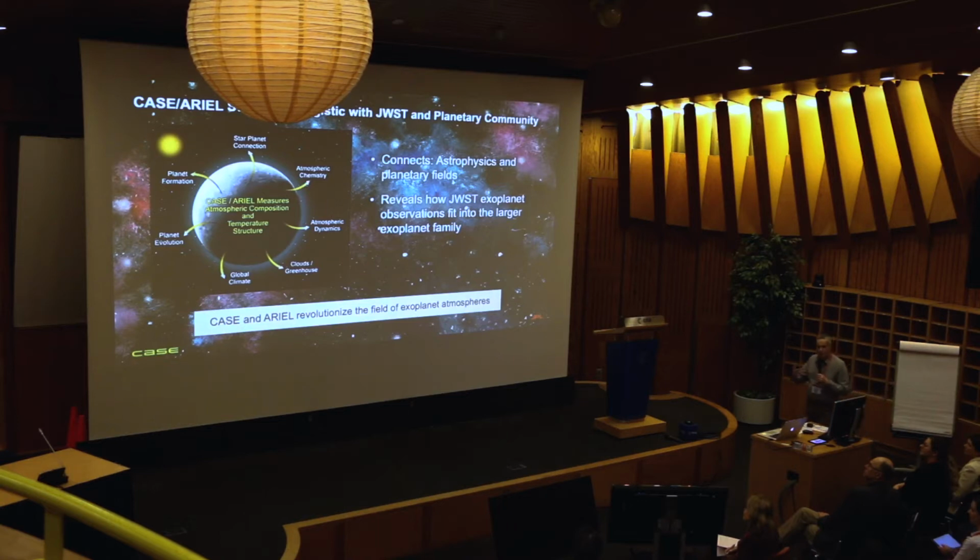That data set is going to connect the fields of astrophysics and planetary science. It also has a very important role with JWST. JWST will do exquisite observations of exoplanets, but it will have a much more limited sample than Ariel. You can think of JWST as a zoom lens to really zoom in and look in detail at select exoplanet atmospheres. What Ariel is going to do is complement that, the wide angle lens to really show how those detailed measurements fit into the broader exoplanet population.